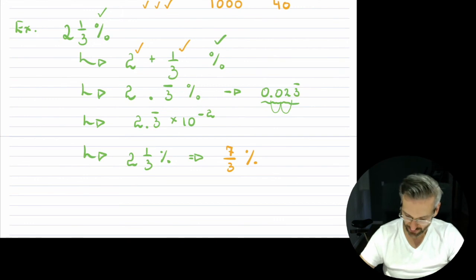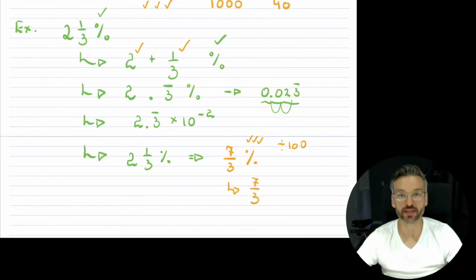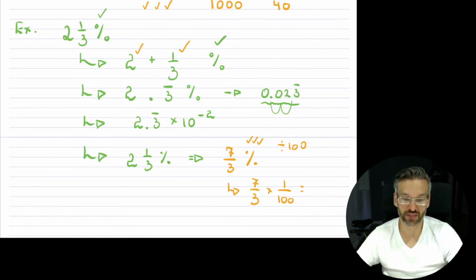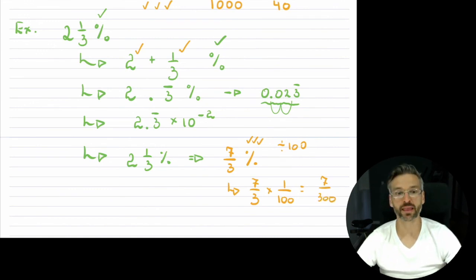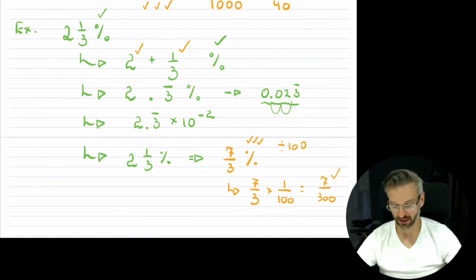Now, because we have this percent symbol, we need to divide by 100 to change it back. So we have 7/3 divided by 100, which is the same thing as multiplication by the reciprocal. So this is what we have. The 7 can't really be reduced. It's a prime number. So this becomes that. And you're done. And that is actually the equivalent as a fraction.